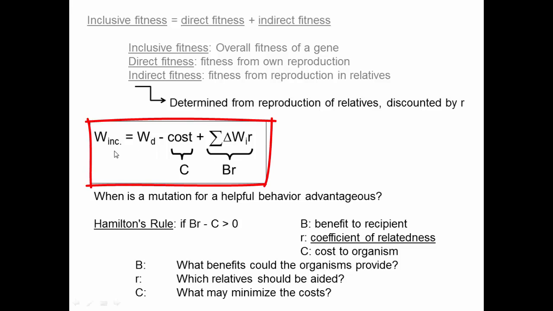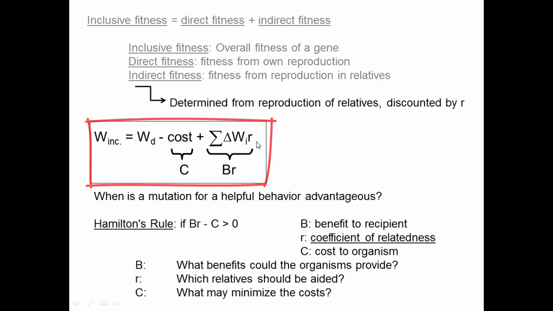The inclusive fitness is equal to the direct fitness plus the indirect fitness. And indirect fitness has two components. The benefits being provided to relatives, so the change in the fitness of all those relatives, multiplied by the probability that they have that allele, and then we add them all up. That's a positive contribution to inclusive fitness. But then we also have to reduce the inclusive fitness by the cost of doing whatever this behavior is.